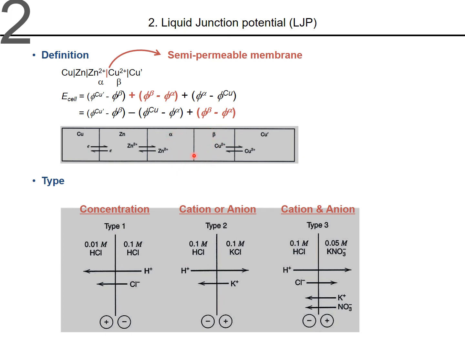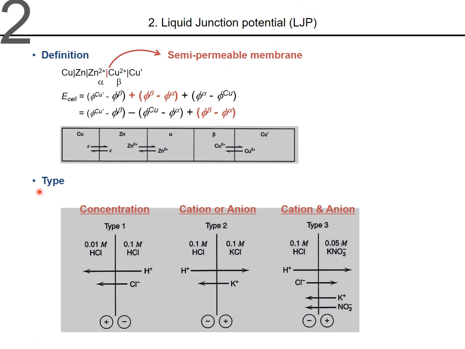This is called liquid junction potential. If you have just one phase electrolyte, then there is no liquid junction potential. However, sometimes you would have two different electrolytes, which are divided by a semi-permeable membrane. In that case, you should think about the potential difference between the two phases of electrolyte. That is the liquid junction potential, shortly LJP.